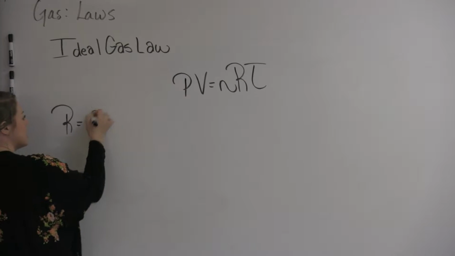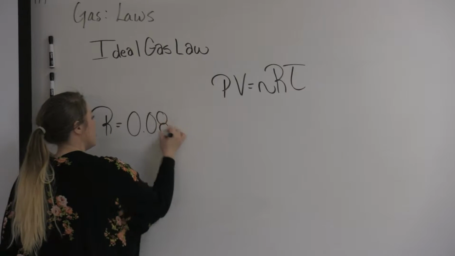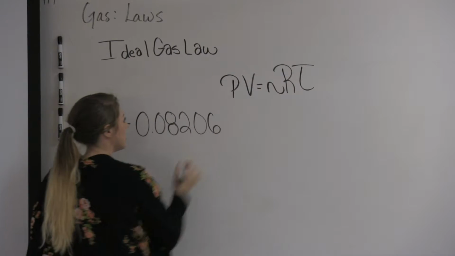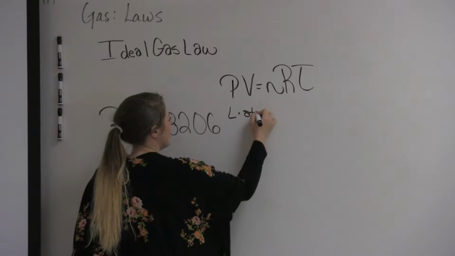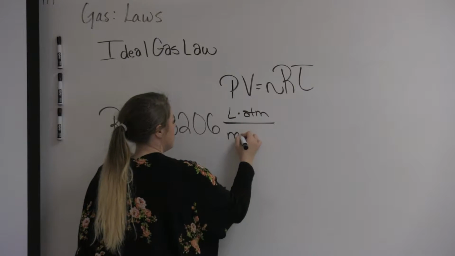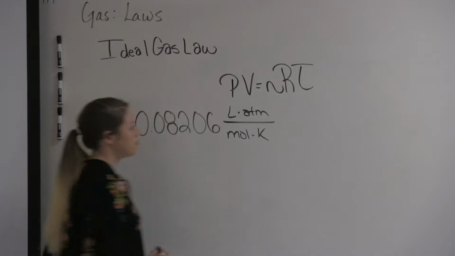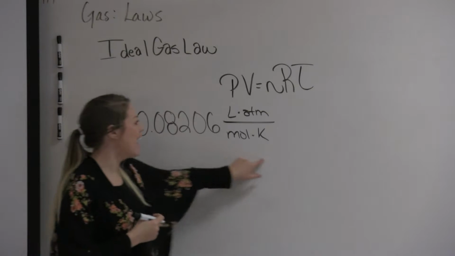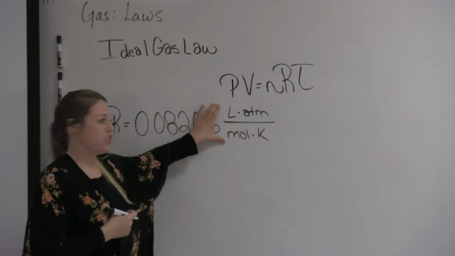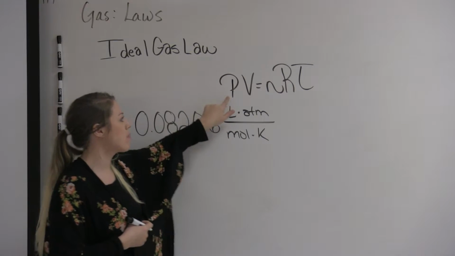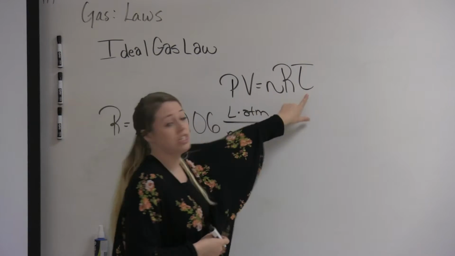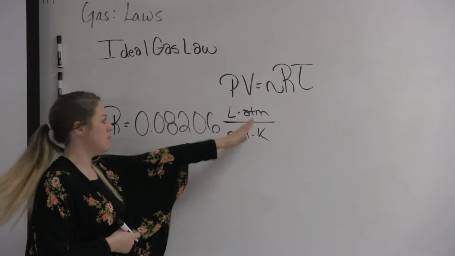Okay, this gas constant is 0.08206. And the units for that are liters atmospheres divided by moles Kelvin. Well, if our gas constant has these conditions, it's liters, atmospheres, moles, and Kelvin, we must have our pressure, our volume, our N and our T in these units. They must be in these.